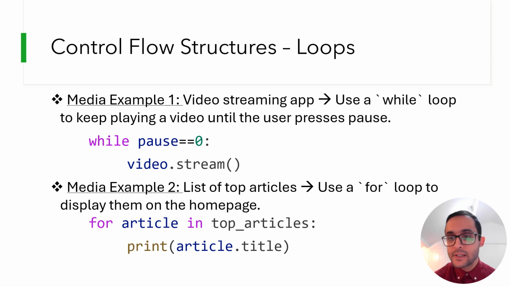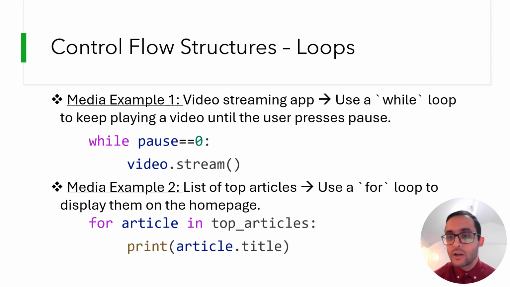Another example is that if you have a list of top articles, you could use a for loop as shown here to display them on the home page. For example, you could say for each article in top articles, print the article's title.